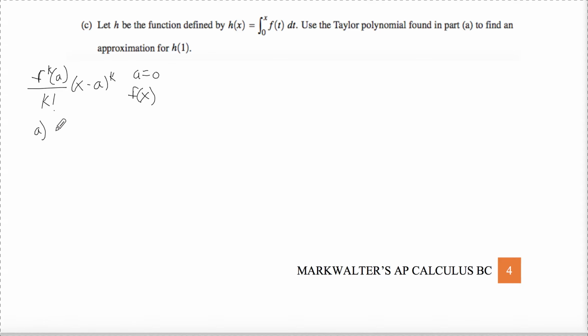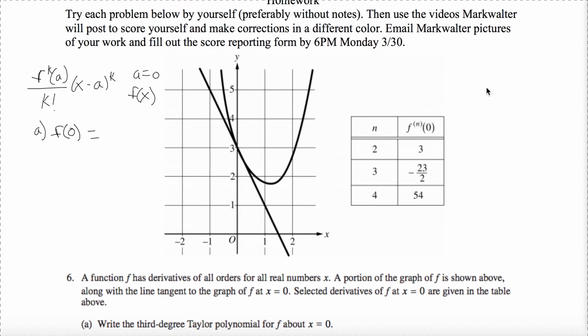We are going to need f of 0, right? We're going to need f of 0. So let's go back up to our graph because it says we have the graph of f. Let's go up to our graph and see what we can figure out about our graph of f. Okay, here's our graph of f. We need f of 0. F here is 3. Okay, so I know f of 0 is 3.